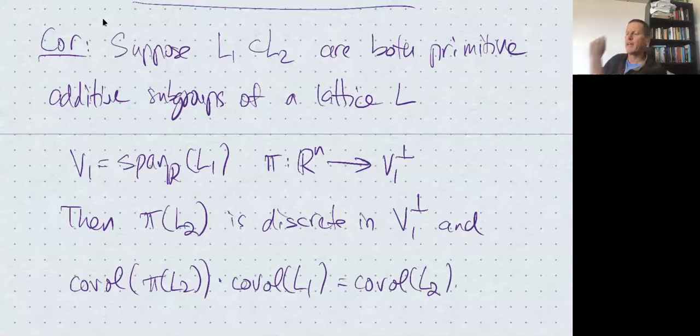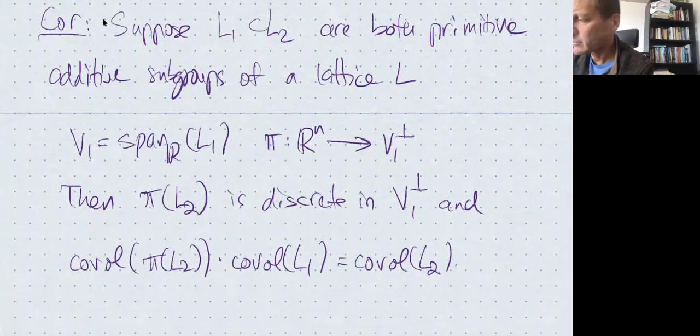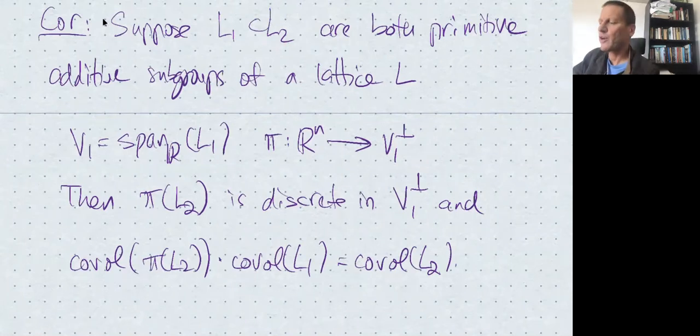So I'm giving you a way to compute the co-volume of a lattice. Suppose we want to compute the co-volume of L2, and we already know the co-volume of L1, and L1 is contained in L2, and everything is primitive. Then this is the formula that we have to use. We project L2 modulo L1 onto the orthogonal complement and compute the product.